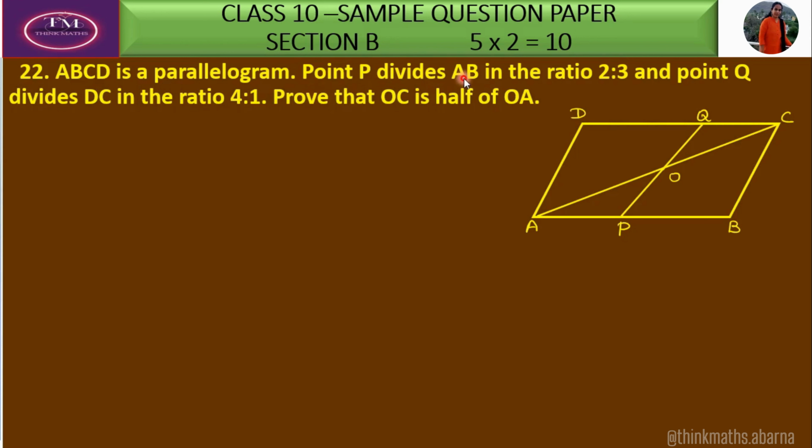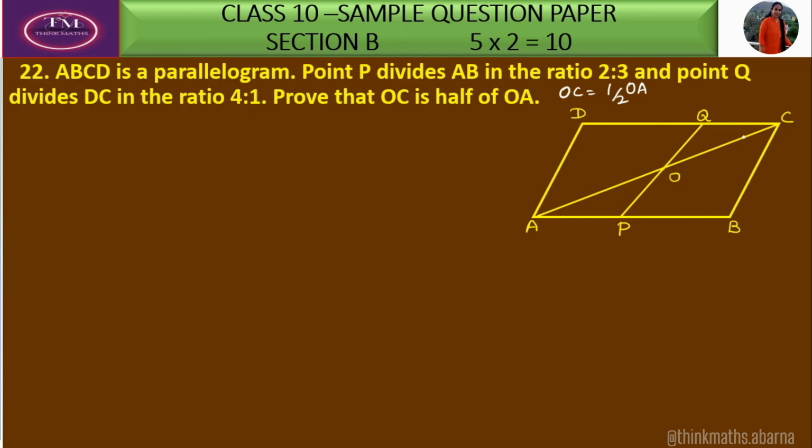Point P divides AB in the ratio 2 is to 3 and point Q divides DC in the ratio 4 is to 1. Prove that OC is half of OE. So what we have to prove? OC equal to half of OE. So we have to prove this.